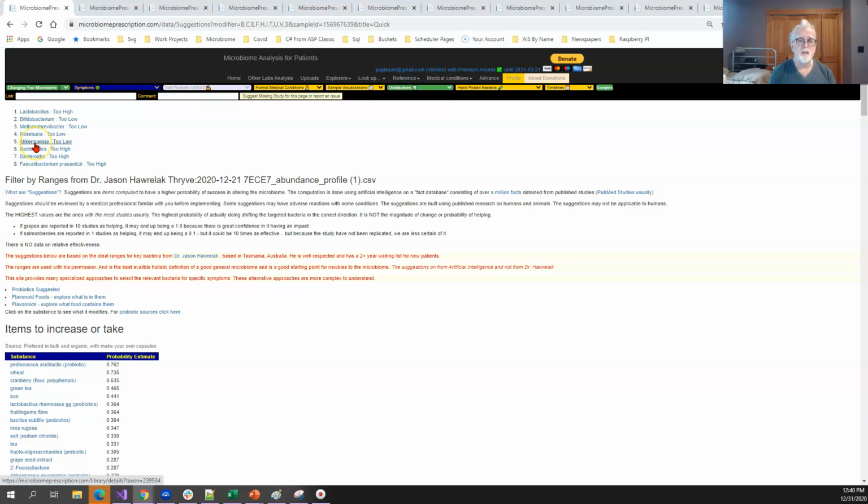Things like Akkermansia, we never had that showing up anywhere in any of our earlier analysis as being a significant bacteria because we are out of range. For Jason's ranges, they come in and we come up with suggestions. Again, this is a generic cookbook recipe of how to correct the microbiome without knowing that much more about what's going on.